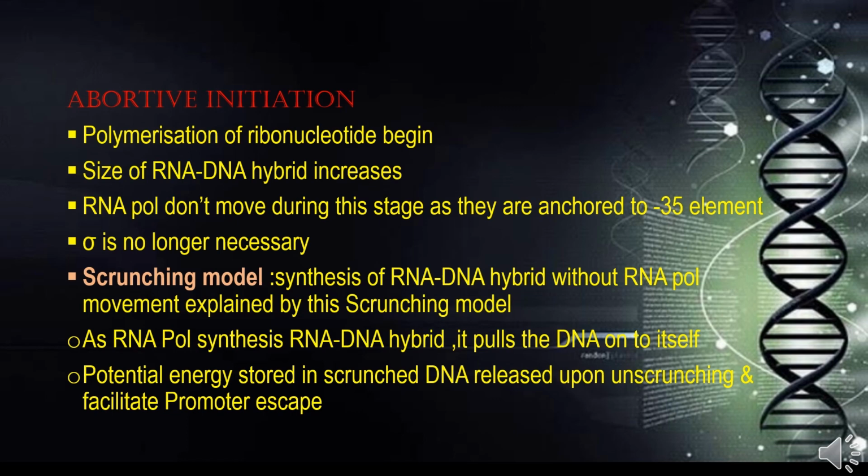Sigma factor is no longer necessary for this stage. As the RNA polymerase synthesizes the RNA-DNA hybrid, it pulls DNA onto itself. So during this pull, the potential energy stored in scrunched DNA is released upon unscrunching, and it facilitates the promoter escape.